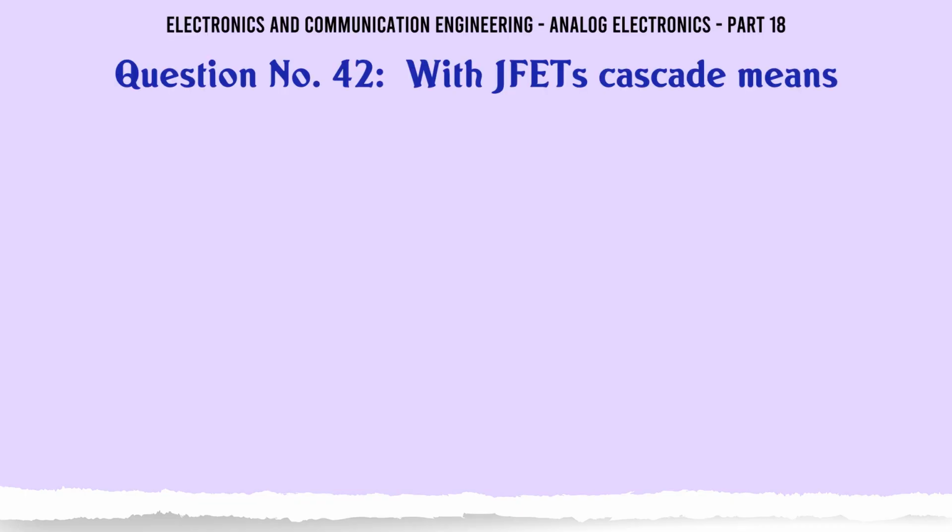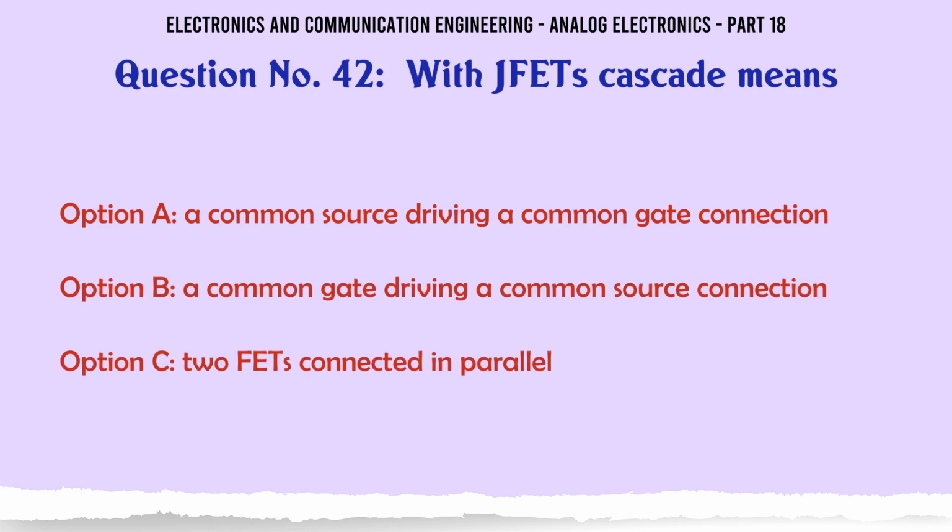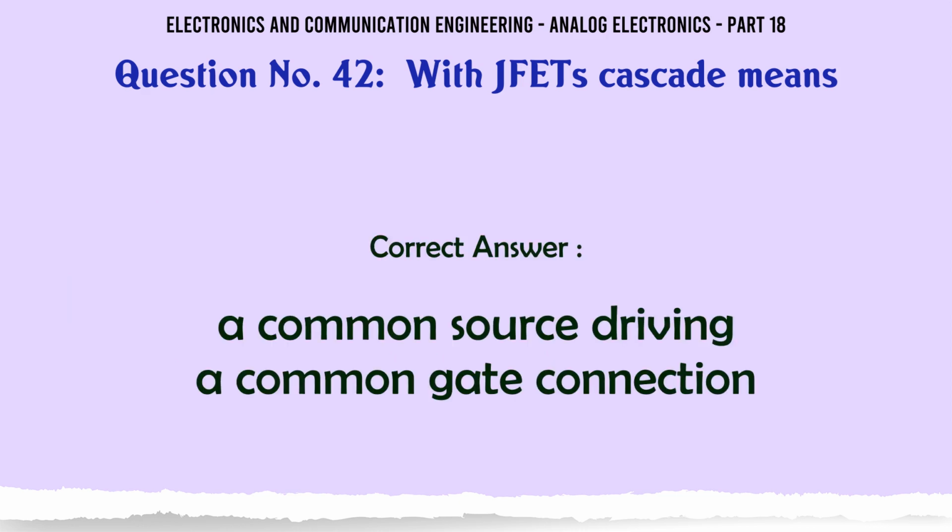With JFETs, cascade means A. Common source driving a common gate connection. B. A common gate driving a common source connection. C. Two FETs connected in parallel. D. None of the above. The correct answer is a common source driving a common gate connection.